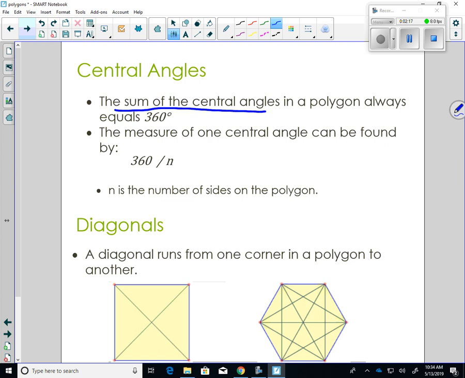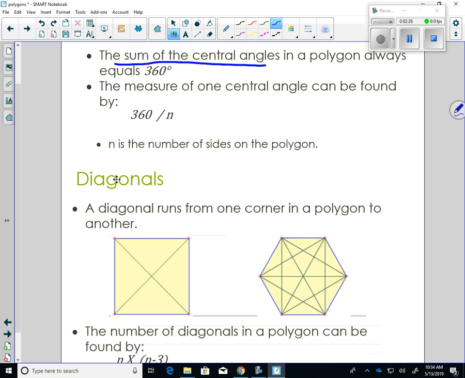Okay? Now, diagonals run from one corner in a polygon to another. So in a square, there's only 2 diagonals, right? This one and this one. Why does that not count? Well, because those are sides, right? So 4-sided figure, how many diagonals? 2. How many in this one? There's 1, 2, 3, 4, 5, 6 sides here. How many diagonals?